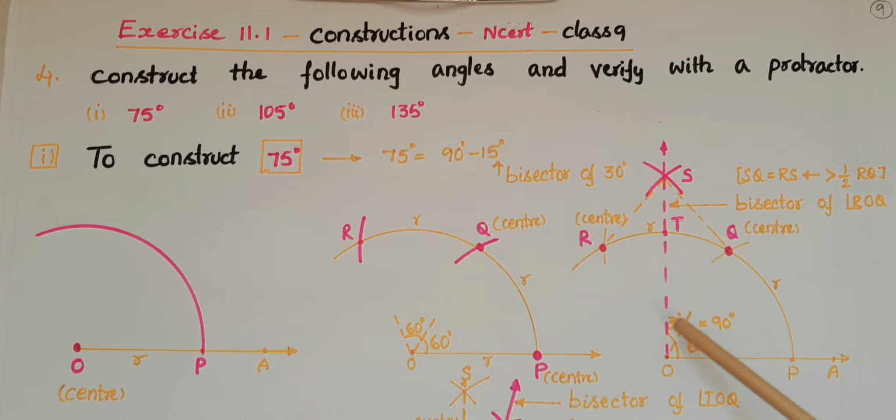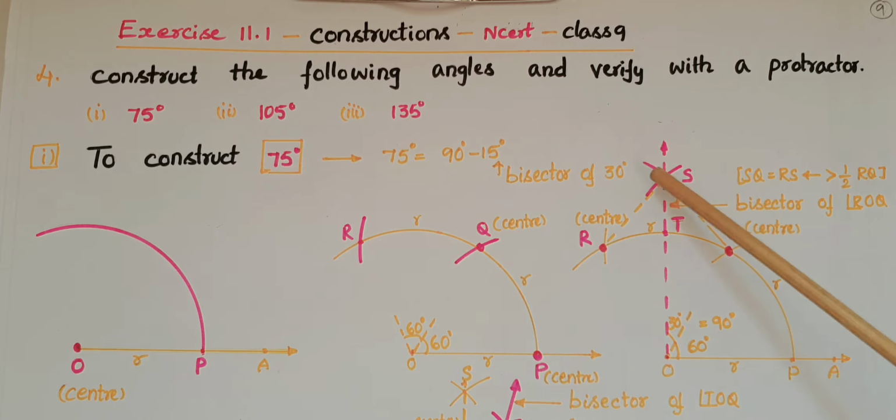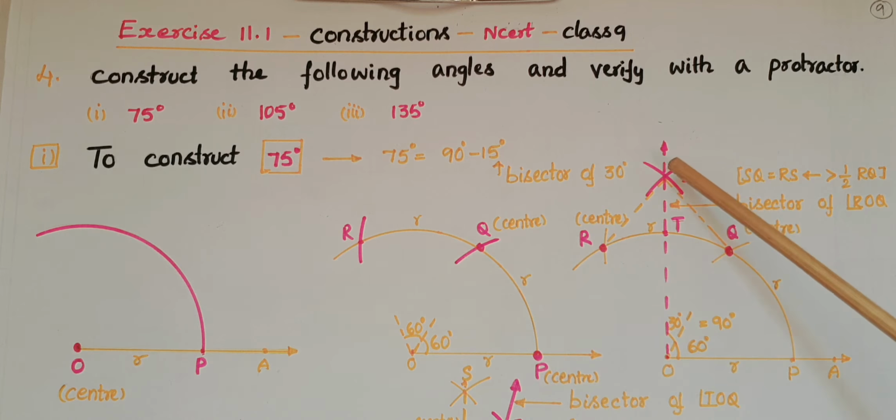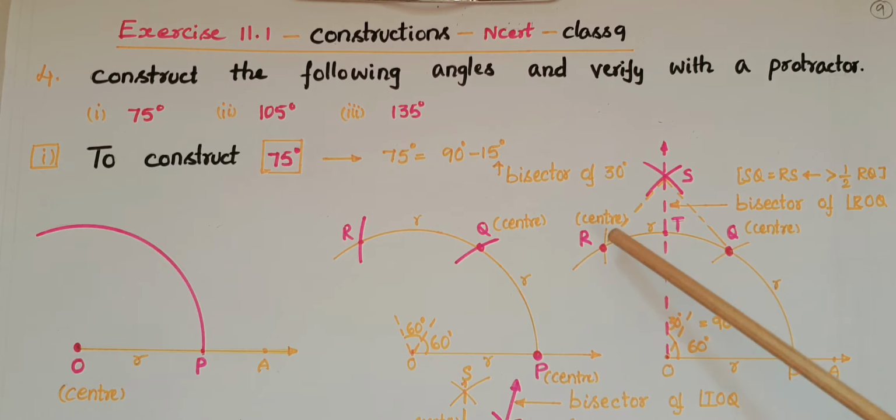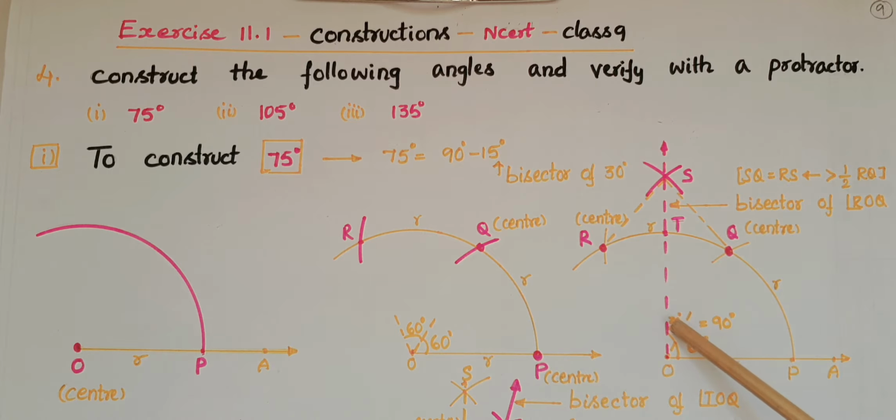Here this is 60 degrees and we have to bisect this 60 degrees. So you have to draw a bisector here. For that you have to take R and Q as centers and draw two arcs with a radius which is more than half of RQ. So this intersection point is S. Then join O and S. This is the bisector of this angle ROQ. So this angle is 30 degrees. So the total angle SOP is equal to 90 degrees.